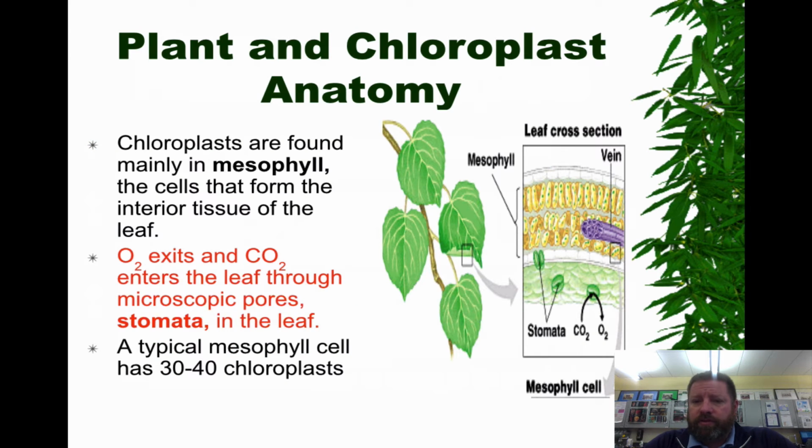So we'll actually draw some anatomy of a leaf. Leaves are, for the most part, thin and wide. Why are they thin and wide? By being thin, they can be lightweight. Why are they wide? It gives them more surface area.